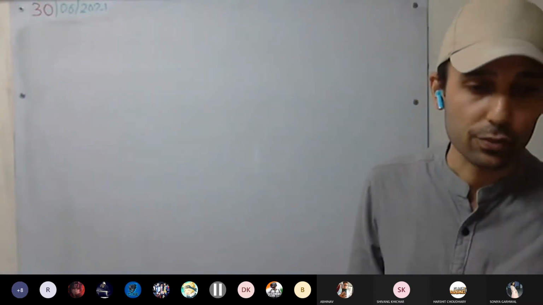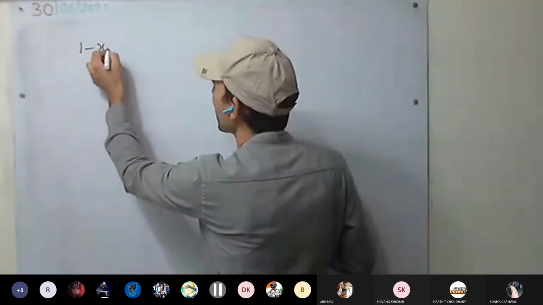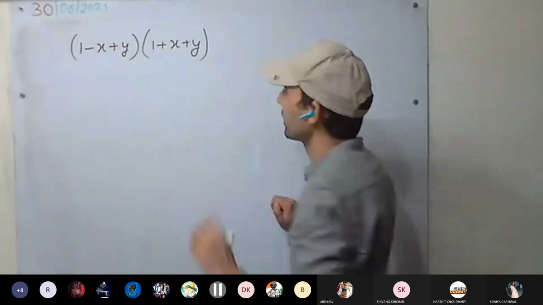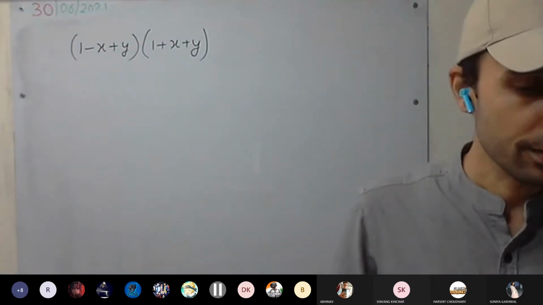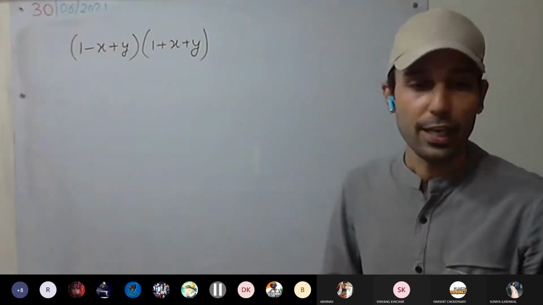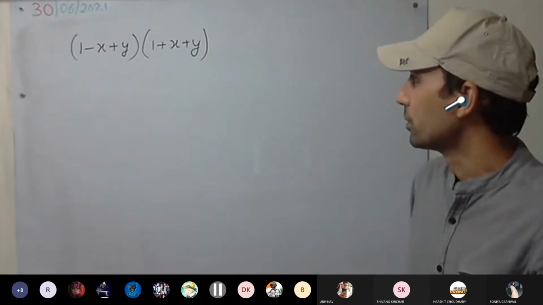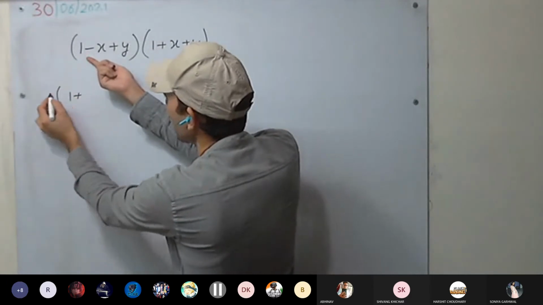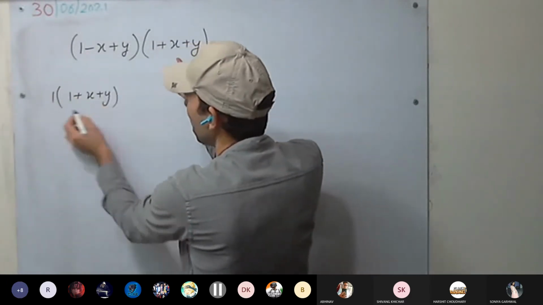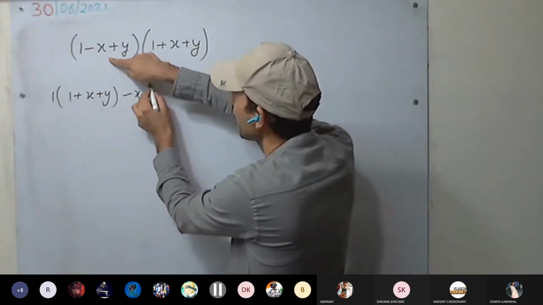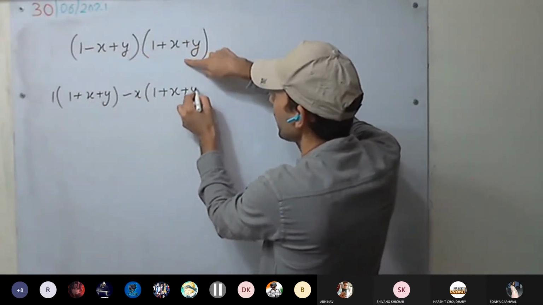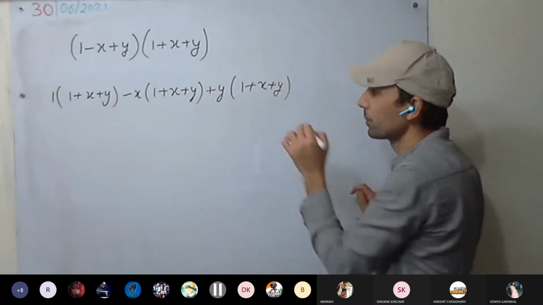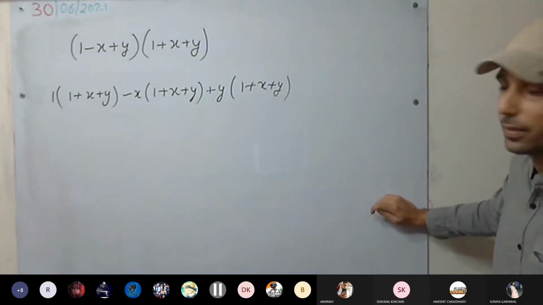It is (1 minus x plus y) multiplied with (1 plus x plus y). These are the two expressions, 1 minus x plus y and 1 plus x plus y, and we have to multiply them. You can take any one; we are taking this one. So it would be 1 into (1 plus x plus y), same you can write. Then minus x into (1 plus x plus y), then plus y into (1 plus x plus y). Open the brackets and solve it.